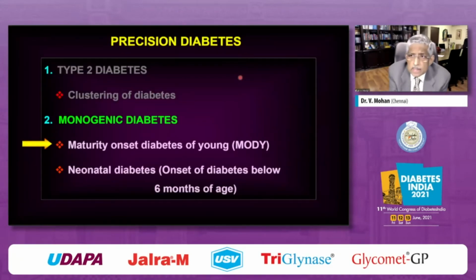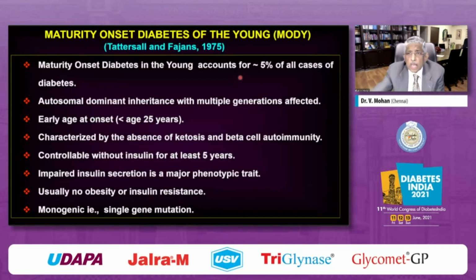Now switching tracks, let me move on to other forms of diabetes where precision diabetes is practiced. And this is where classical precision diabetes is practiced. And MODY, or maturity onset diabetes of the young, is one of the most classical. MODY was described by Tattersall and Fajans in 1975. They have young age at onset, but they don't have ketosis. They are controllable without insulin for at least 5 years, so it's not LADA. Impaired insulin secretion is the main point.